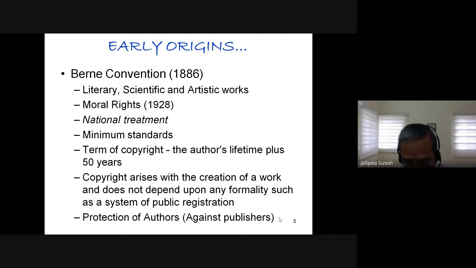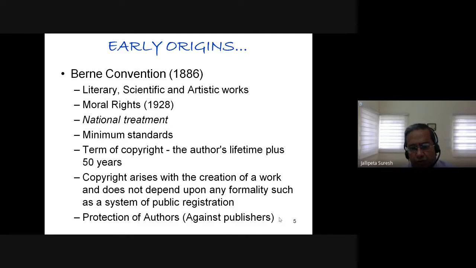In addition to that, the Berne Convention was amended in the year 1928 to include special rights called moral rights, which we are going to look into in more detail. In other words, these moral rights are independent of copyright. That's one distinction at this stage we need to remember.